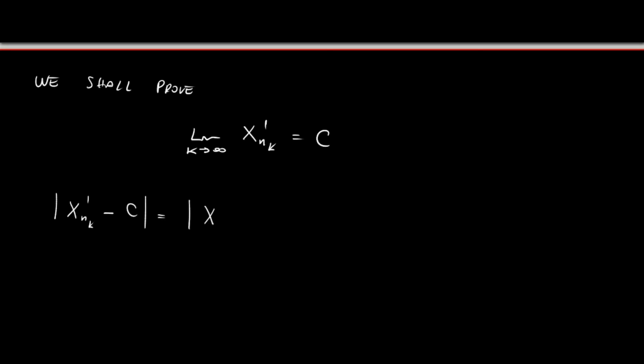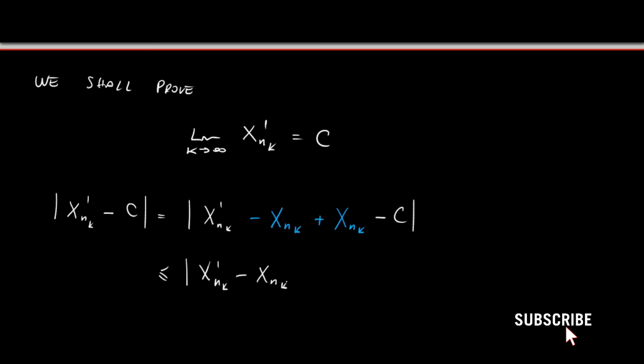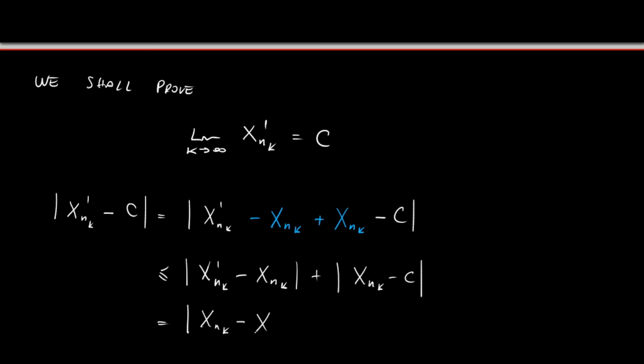This is the same as doing x of n sub k prime, and now subtracting x sub n sub k and adding it again. And now we can use the triangular inequality and write this as the absolute value of x of n sub k prime minus x of n sub k plus the absolute value of x of n sub k minus c. This is the same as writing the first term as x of n sub k minus x of n sub k prime.